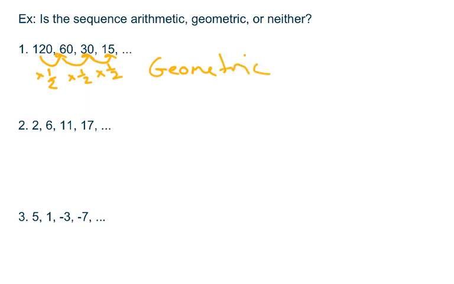The common ratio, these 3 numbers, are the same. And we're not adding or subtracting, so it's not going to be arithmetic. We are multiplying or dividing, so that makes it geometric. And since these 3 are the same, it is a geometric sequence.